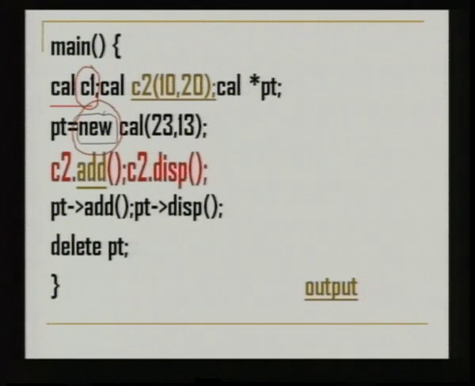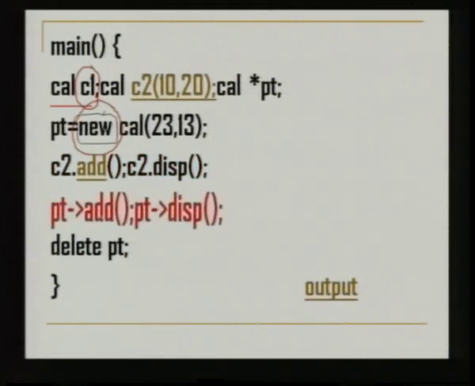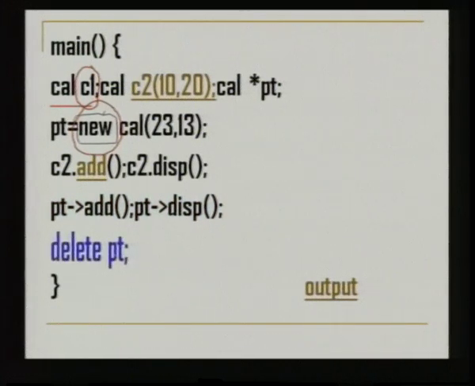Now, after that we are having C2.add and C2.disp, which is nothing but using the object you are calling the two functions. Then you are having PT member access operator, that is this arrow mark operator, add and disp, and then you are having this delete PT.